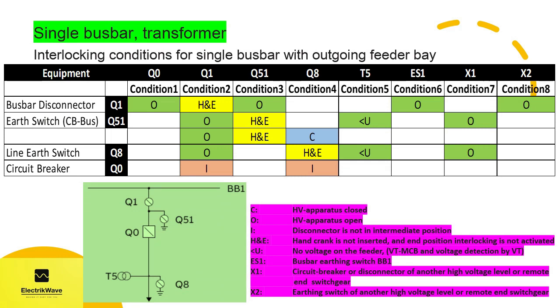Here is the summary of interlocking conditions between circuit breaker, disconnector and earth switch for single busbar with transformer feeder bay. As discussed earlier, these are mandatory switchable equipment interlocking conditions and must meet conditions 1 to 8. Other interlocking requirements can be complied as per client practice and local standard requirements.